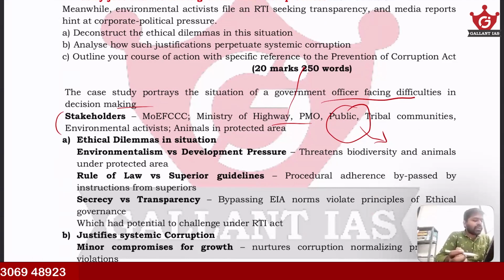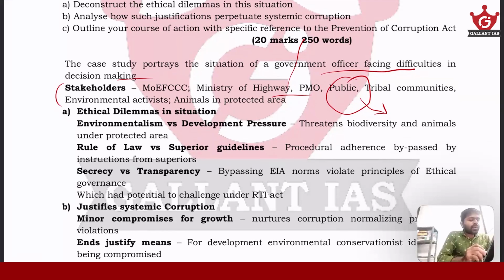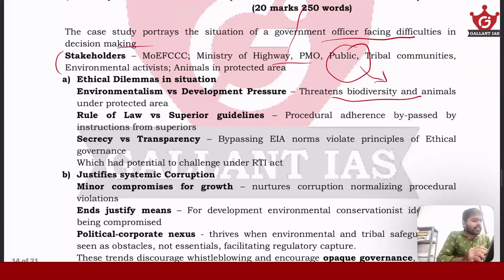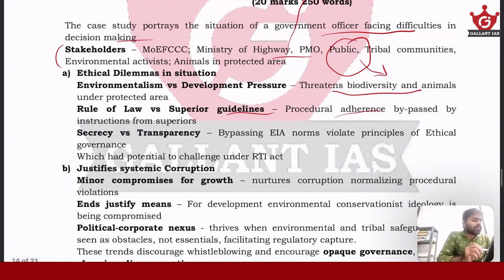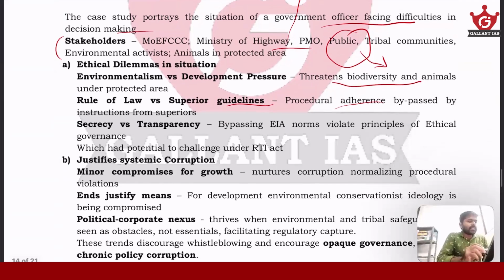And we need to address them, such as environmentalism versus development pressure. Whenever we are giving a key point, we need to substantiate it with a one-liner, such as that it threatens biodiversity and animals under protected area. And the second ethical dilemma is the rule of law versus superior guidelines. We need to substantiate also secrecy versus transparency. These are the keywords to be introduced as ethical dilemmas in this situation.